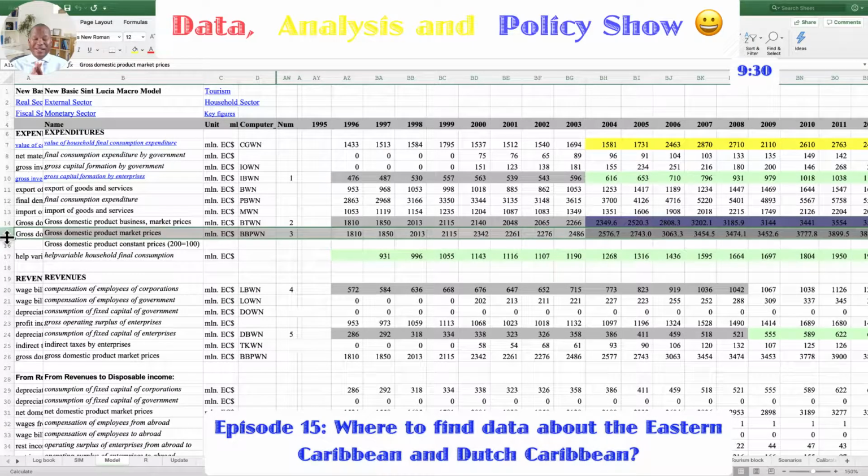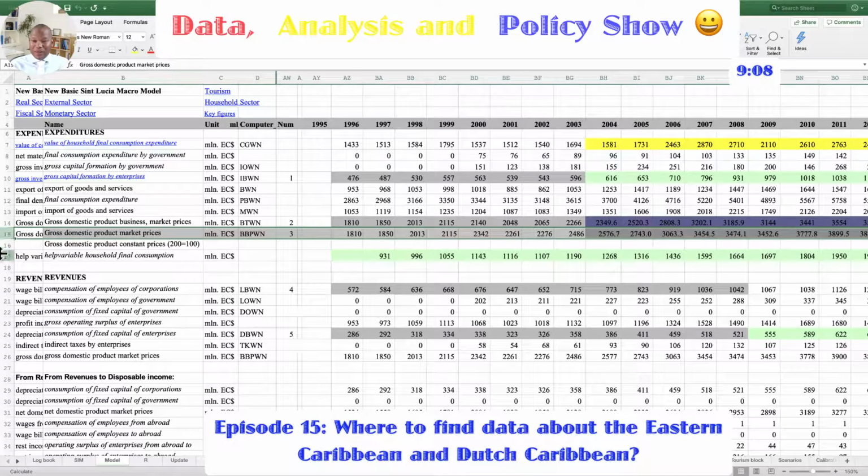Every model has the same structure. That doesn't mean that the economies are the same. The economies are totally different, although we can say that small economies, small open economies, are pretty much similar. There are the same processes in these islands, and the data is different.